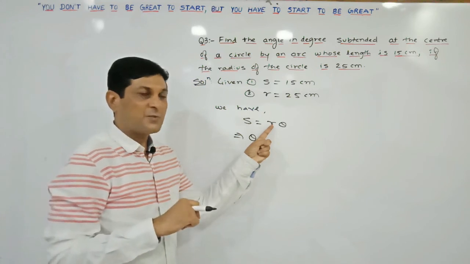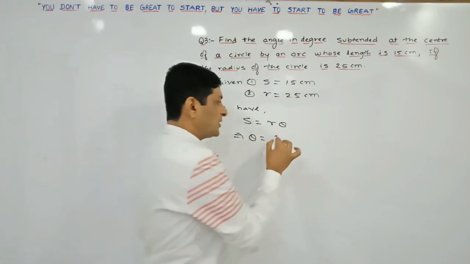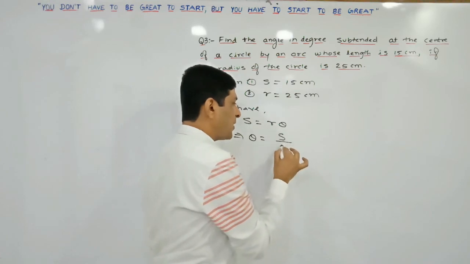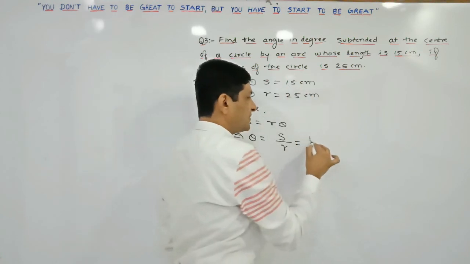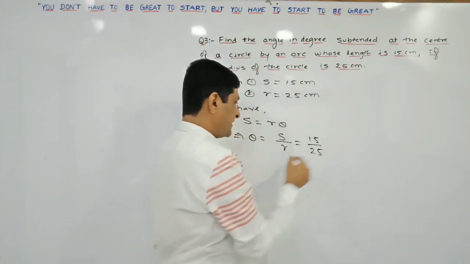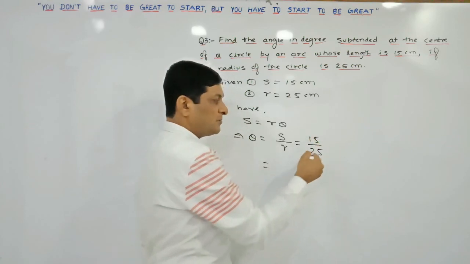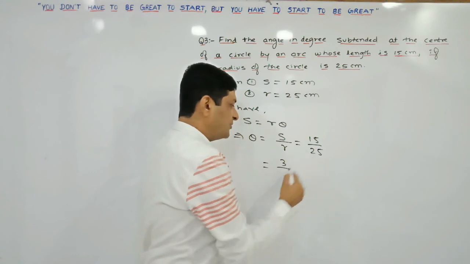Using transposition, if we take R to the other side, it will get divided. Means on this side what will we get? S upon R, which is equal to, now I am replacing S by its value 15 and R by its value 25. After simplifying it, what result are we getting? Both the numbers are divisible by what? 5. 5 3s are 15, and 5 5s are 25.